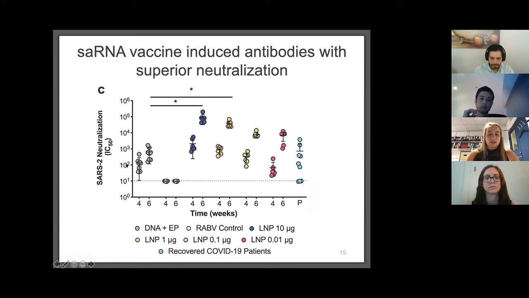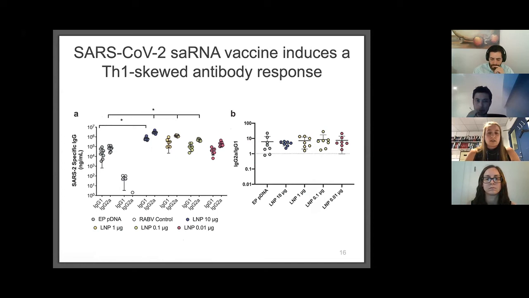And so what you can see here is, again, with the plasmid DNA, we get pretty good neutralization up to 10 to the third. But with our highest dose of lipid nanoparticle formulated saRNA, it's actually up to about 10 to the fifth for the IC50. And you'll notice, again, these track pretty well with the general quantity of IgG in the blood, which is really what we would expect. And there's a really nice dose response. But again, even with the 0.01 micrograms, it's a higher IC50 than the convalescent patients, so the patients that have recovered from COVID-19.